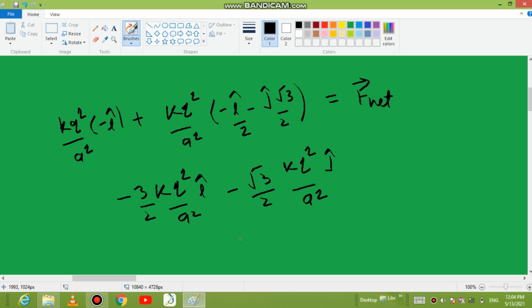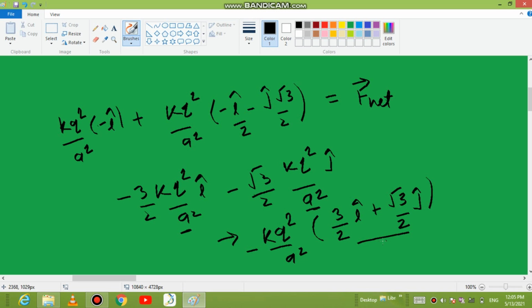If we take common this value, then resultant force will be kq square upon a square, negative taking outside 3 by 2 i cap plus root of 3 by 2 j cap. This is our resultant force.